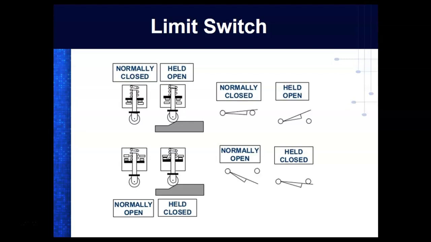So, limit switches. We're going to have the operator that will be normally closed. Here's where we get into these held open and held closed. These limit switches are going to be in a certain position when the machine is in its normal position. So if we go back and look, gravity's trying to close this one, so it must be what? Held open.